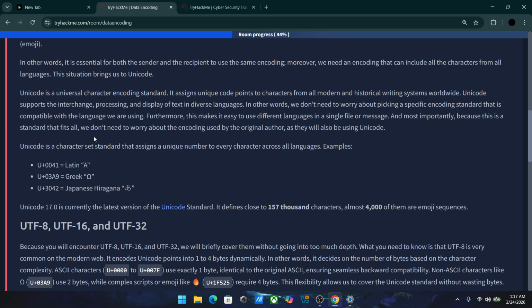Example: U+0041 Latin A, U+03A9 Greek Omega, U+3042 Japanese Hiragana A. Unicode 7.0 is currently the latest version of the Unicode standard. It defines close to 157,000 characters, almost 4,000 of them are emoji sequences. Wow, beautiful.